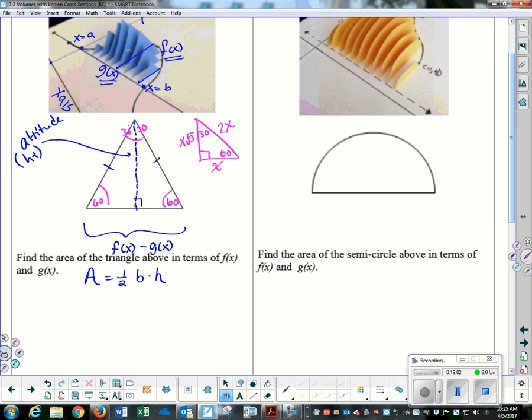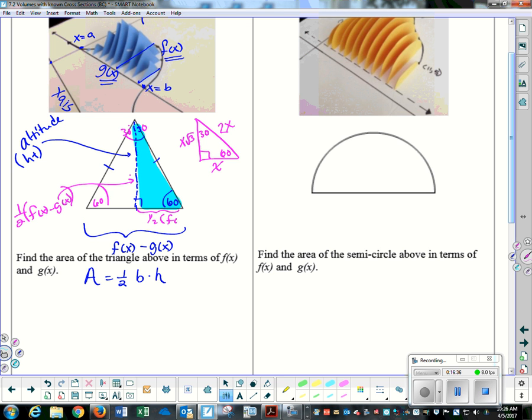So, while I'm looking at this, I see half of this side represents a 30-60-90 right triangle. That means that my height is going to be this times root 3. Well, how long is my pink segment here? The pink segment's going to be 1/2 of my base, f of x minus g of x. 1/2 of that gets me this portion right here.